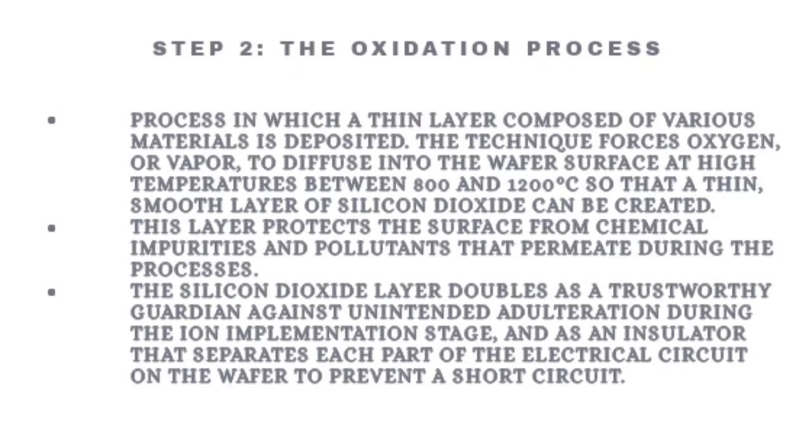This layer protects the surface from chemical impurities and pollutants that permeate during the process. The silicon dioxide layer doubles as a trustworthy guardian against unintended adulteration during the ion implantation stage and as an insulator that separates each part of the electrical circuit on the wafer to prevent a short circuit.